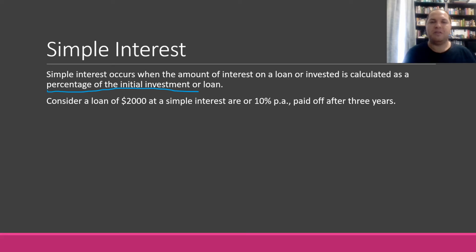Simple interest. So considering a loan of $2,000 at simple interest at 10% per annum, paid off after 3 years. What we're going to do is consider V naught. Now let's talk about these variables. We might say V can be our value, and our subscript can tell us after how long. So V0 or V naught will be our value after 0 years, which will just be how much we borrowed. So in this case, V naught will be $2,000.